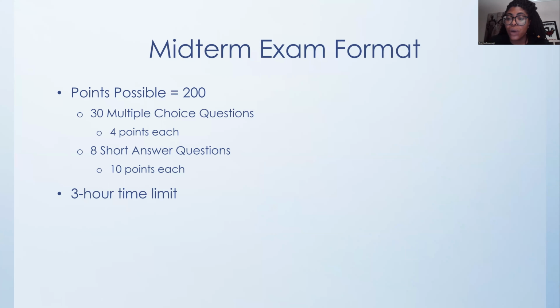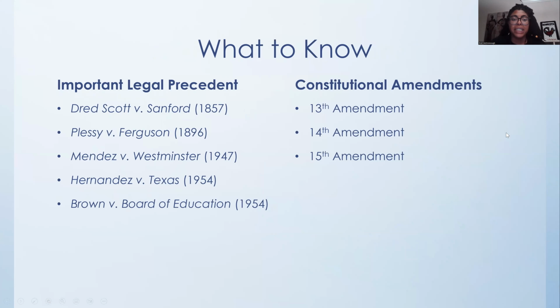In addition to that, there are going to be 8 short answer questions. Those 8 short answer questions are going to be worth 10 points each. And if I've done my math properly, that is a total of 200 points. And you will have a 3-hour time limit to complete that exam. 3 hours. So, what do you need to know?